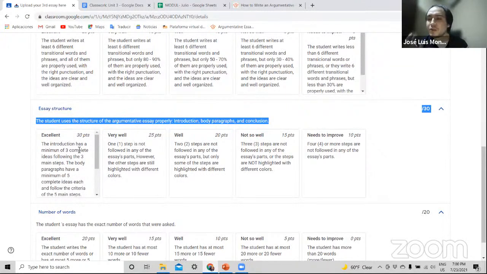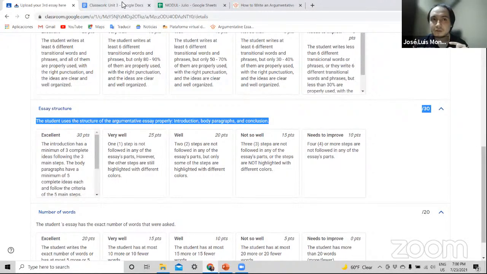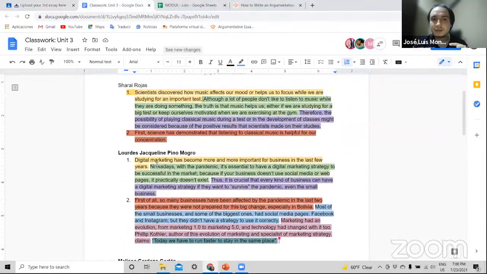And actually, it's what you're doing, all right? Just be sure that you're highlighting your steps with different colors, as you're doing over here, right? Your introduction, look, 3 steps. The hook, then the background information, different color, and then the thesis statement. 3 steps, 3 complete ideas, 3 different colors. Great, right? Your introduction is very good.